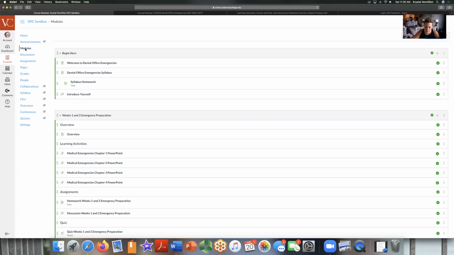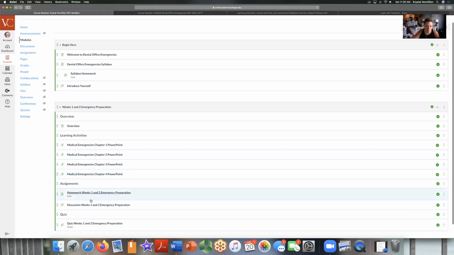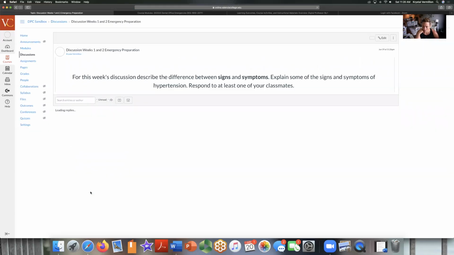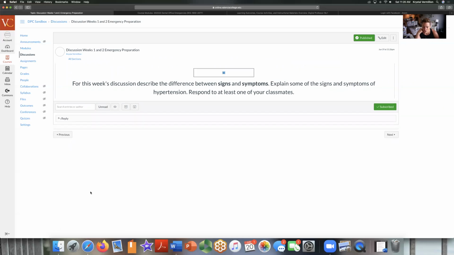The discussion activity asks students to discuss the difference between signs and symptoms and also to list some signs of hypertension. This assessment fulfills part of the overall course learning outcome of students will be able to identify the signs and symptoms relating to common medical dental emergencies.